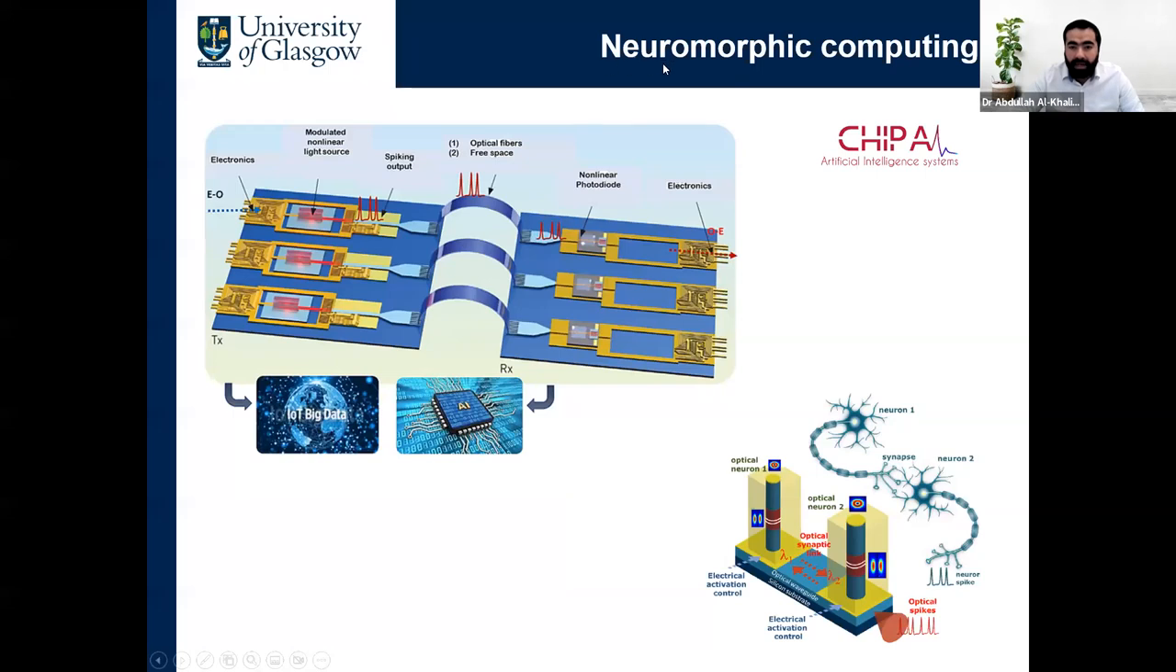Finally, I'll just present a couple of slides on neuromorphic computing. So using these optically modulated RTDs, we had recently a Chip AI project. It's a European project. The motivation was to do neuromorphic computing in a chip. So here the idea is that we have the electronics, we have the photodiodes, and we do the computation in the optical domain. So basically, we have lasers and the photodiodes. So we come from electronics to the optical domain, and the goal is to achieve 10 femtojoules per bit energy efficiency.